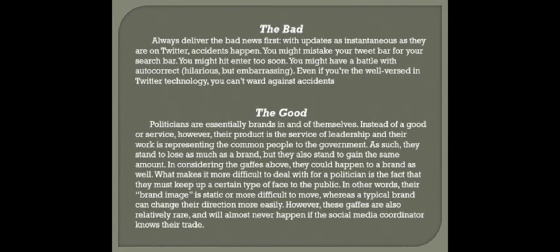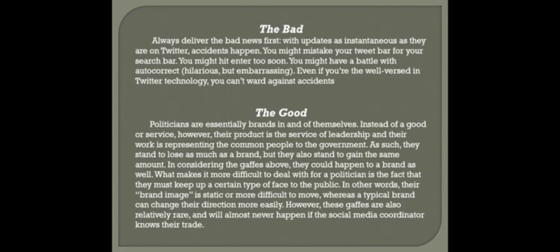Politicians, like brands, are essentially products that are marketed to the public with the goal of gaining support and loyalty. However, instead of offering a tangible product or service, politicians offer the service of leadership and representation to the common people. Like brands, politicians can also lose support based on their actions and behavior. When politicians make mistakes, such as the gaffes mentioned in the passage, it can harm their reputation and diminish the trust that people have in them.